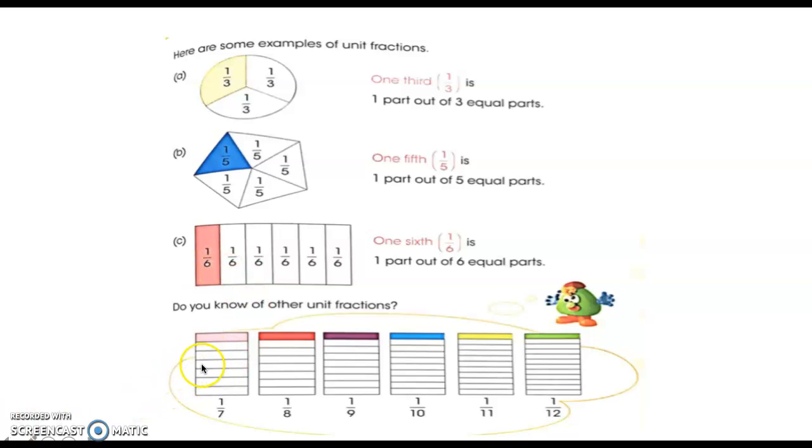Now these are some more examples. See, I have separated in 7 parts, and then I'm taking 1 unit from here. 1 unit out of 7 is 1 over 7, and then out of 8, 1 over 8, out of 9, 1 over 9, out of 10 parts I'm taking 1, that means 1 over 10, and likewise.